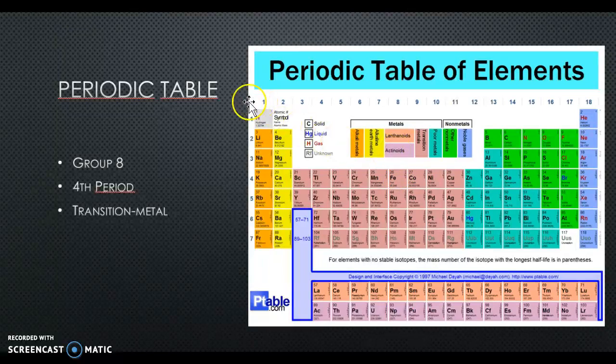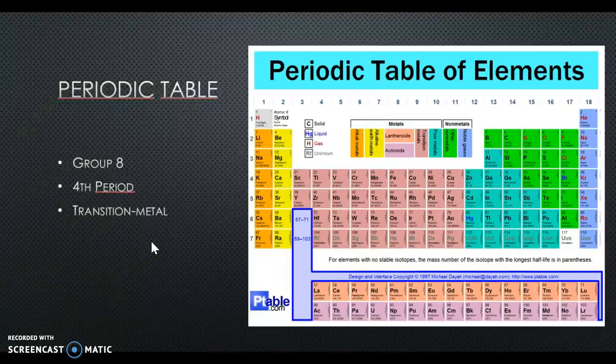Then we have the period going down, and it's in the 4th period, so we go down to 4 and over to Fe, meaning it's in the 4th period, that it has 4 shells in its shell model. It's a transition metal.